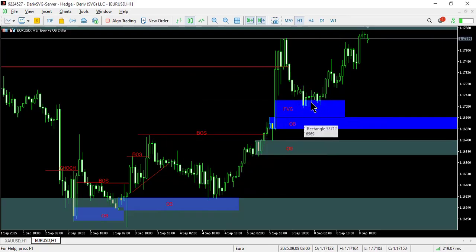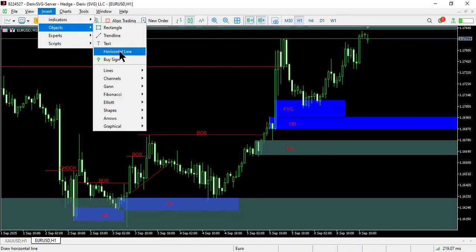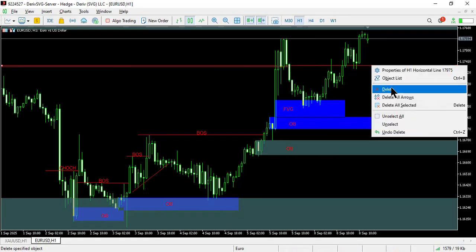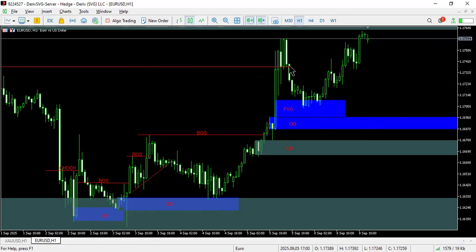So this is the move that happened today. Unfortunately, by the time I came back to my charts, price was somewhere around that level. So I did not want to enter in the middle of a zone because our TP was just there. Otherwise, my stop loss would have been a very wide stop loss. So I just let the trade play out.